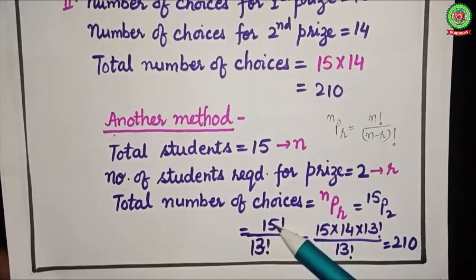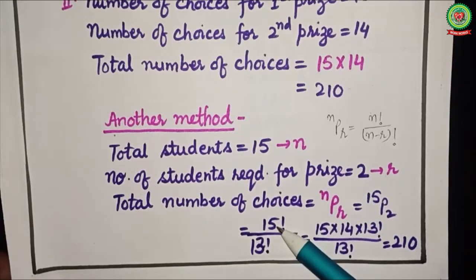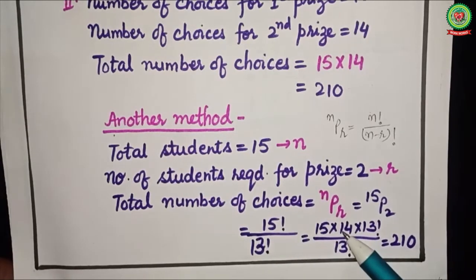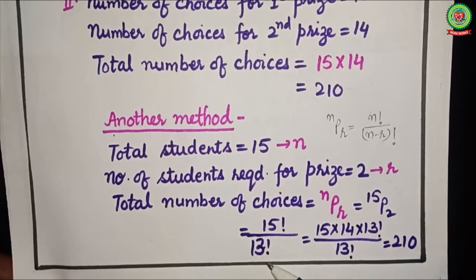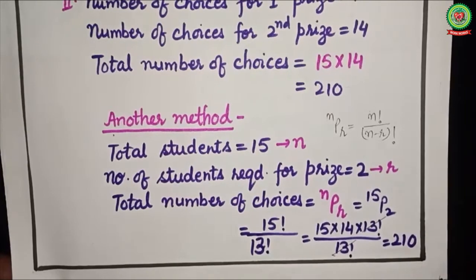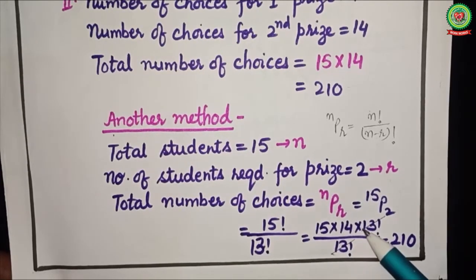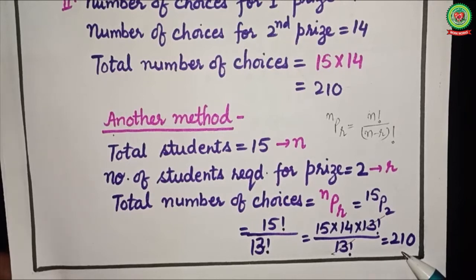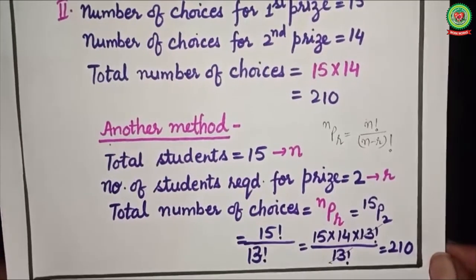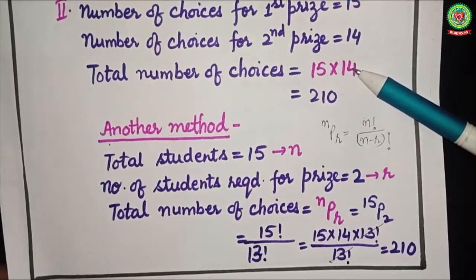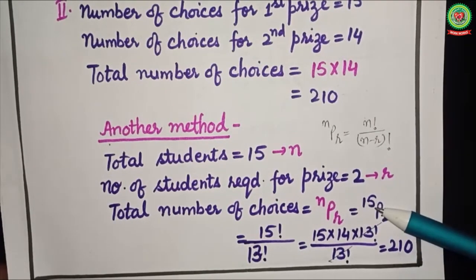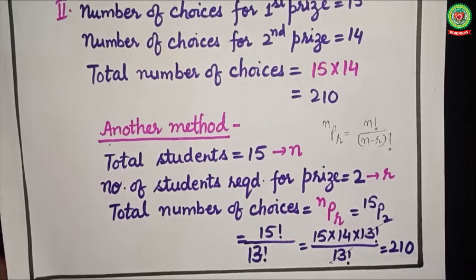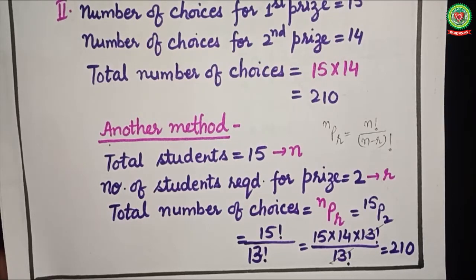Now 15 and 13 are nearby factorials. So we will expand 15 factorial, the bigger one. So it will become 15 into 14 into 13 factorial, and the denominator 13 factorial is as it is. Now 13 factorial cancels with 13 factorial. So the answer is 15 multiplied by 14, that is 210. So we can do this question in 2 ways, either by the principle of counting or secondly by the application of the formula. Let's do the next example for better understanding.